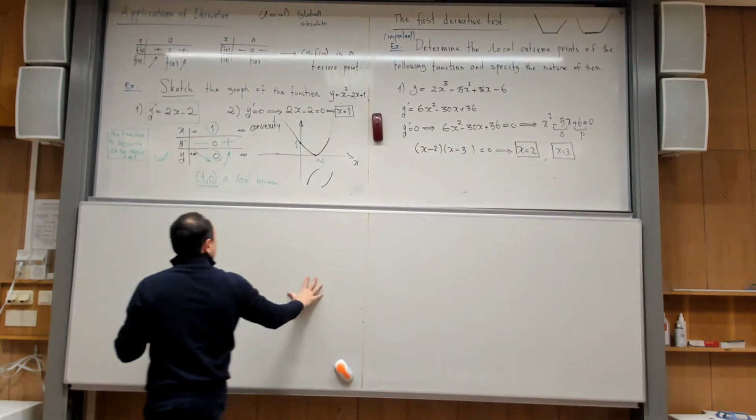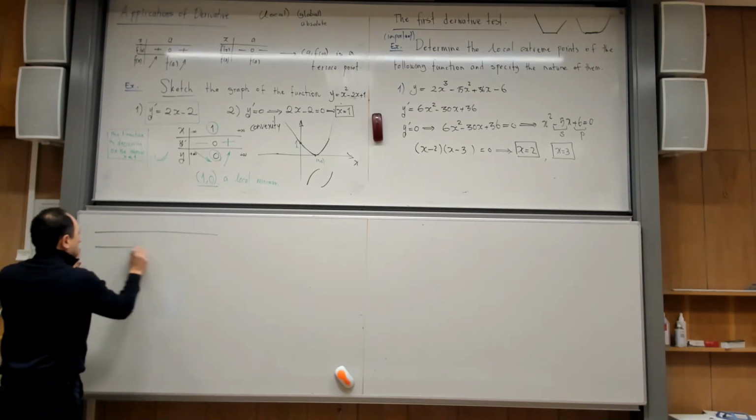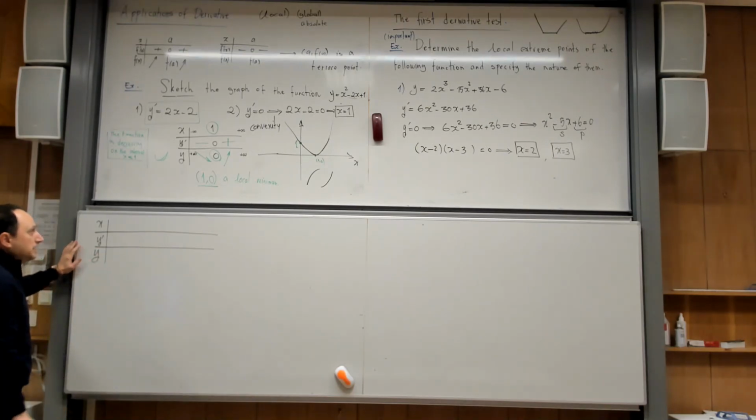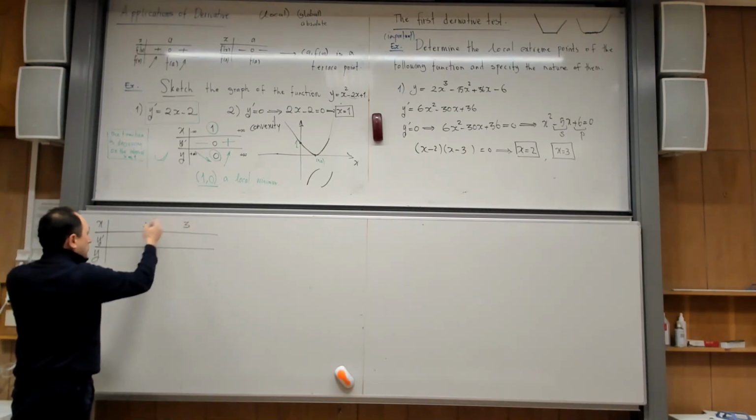So what I do, I set up my table. Here it's a little bit longer. X and Y prime in the middle by convention. The last one is Y. The numbers that I got, I put them in order on the first row. So it becomes 2 and 3. It is extremely important not to write 3 and 2.